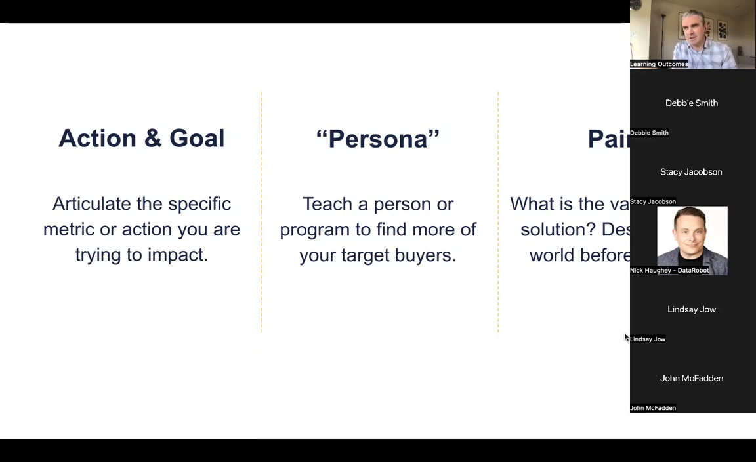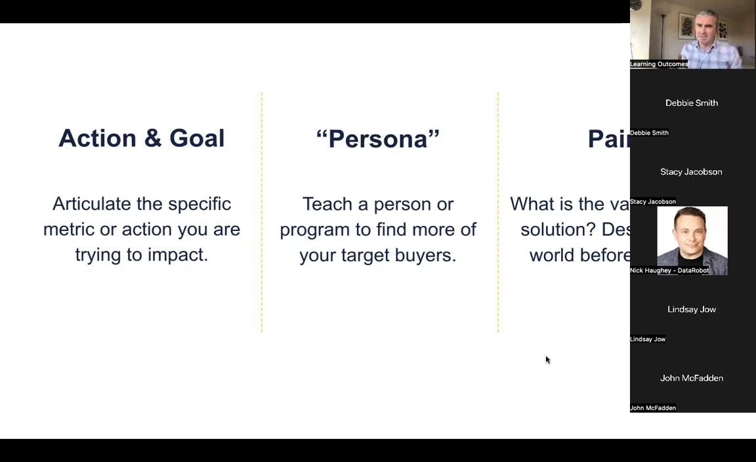The first is you need to define some kind of action or goal that they're going to pursue with you. The second is you need to define some kind of persona, and I put persona in air quotes for a reason; I'll talk about that later. Then you also need to define the pain. Sometimes we use the word value. Value and pain are two sides of the same coin. Let's talk about each of these three in order: action and goal, persona, and pain.